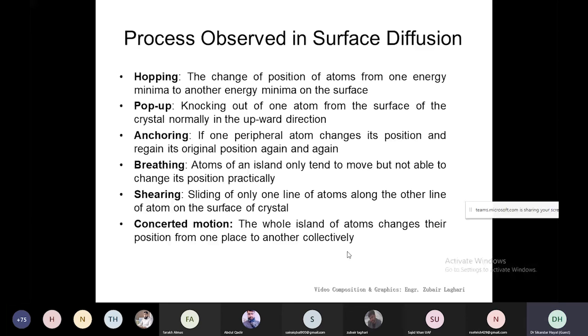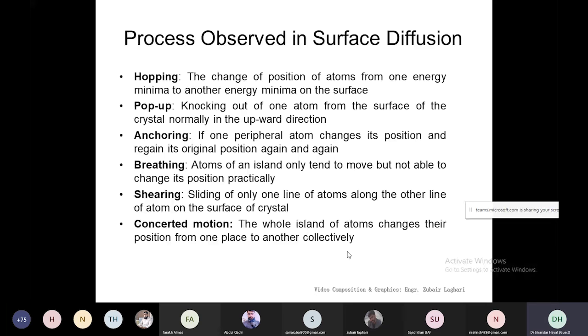To do this, it has to face the hopping process, the pop-up knocking out of one atom from the surface of the crystal, normally in the upward direction, and anchoring. If one peripheral atom changes its position and regains its original position again and again, that is anchoring. The breathing of an atom: it tends to move but is not able to change its position practically. And shearing is the sliding of one line of atoms along another line of atoms on the surface of the crystal. And the concerted motion: if the whole island of atoms changes its position from one place to another collectively, that is known as the concerted motion.